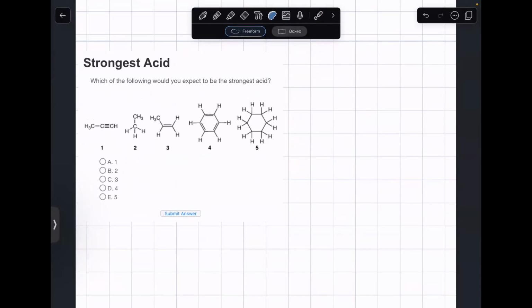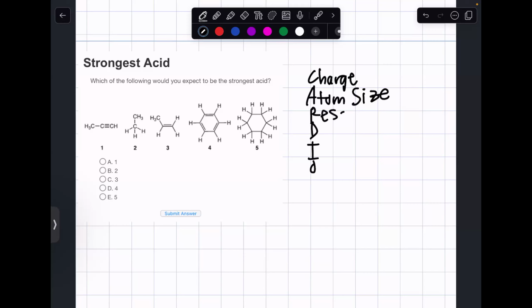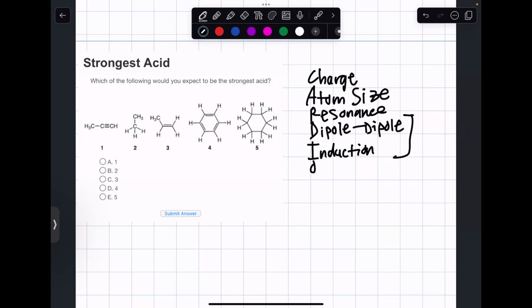CARIO. Right, CARIO. Charge, atom size, resonance, dipole-dipole interaction, induction. Well, they go together, dipole and induction. And then the O is orbital or hybridization. Okay, and then these right here, you use when comparing the conjugate base.